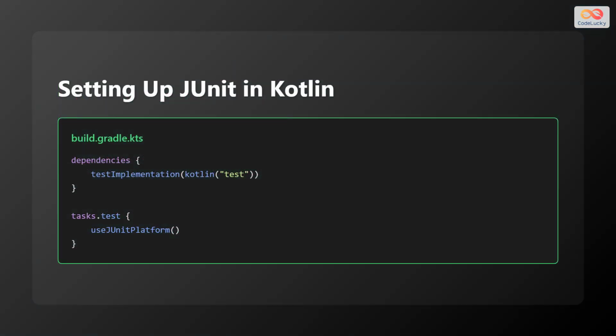Setting up JUnit in your Kotlin project is straightforward. Open your build.gradle.kts file and add the test implementation dependency for Kotlin test. This single line brings in all the necessary JUnit libraries. Next, configure your test task to use the JUnit platform by adding tasks.test with useJUnitPlatform inside. Once you sync your Gradle file, your project is ready to write and run unit tests.